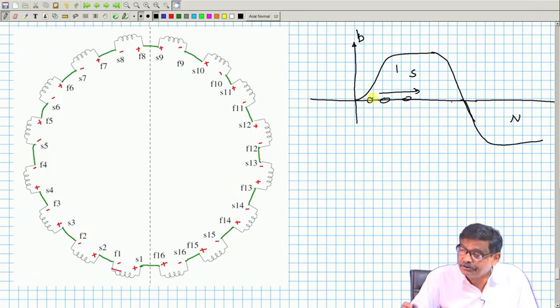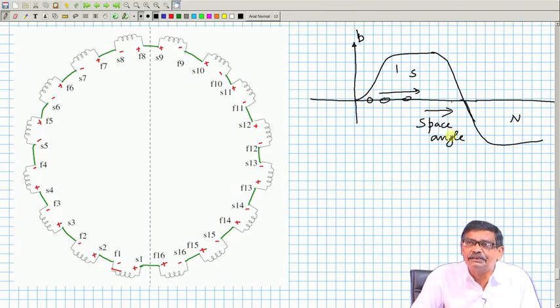Okay. In the B distribution, what is this axis? Space angle. There is no compulsion that B should be sinusoidal. In case of AC machines, we insist that the B distribution be sinusoidal, but here my goal is to get DC. Why should I unnecessarily insist on making the B distribution sinusoidal? It will be made DC in a very nice way.